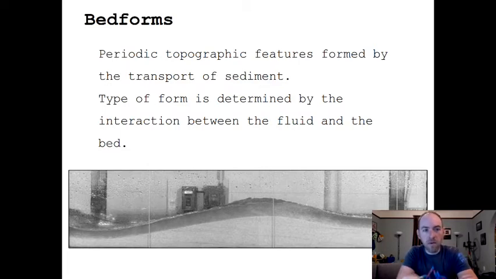And the type of form that we are referring to is going to be determined by the interaction of the fluid and the bed. So different fluid dynamic situations give rise to different types of bedforms that we'll discuss in this lecture. Okay, so for example, here's an image of an antidune, where the water and bed are perfectly in phase, and we'll talk a little bit about each of these.